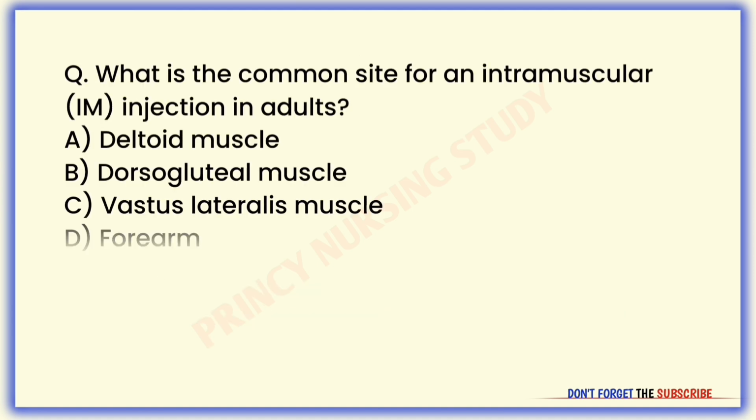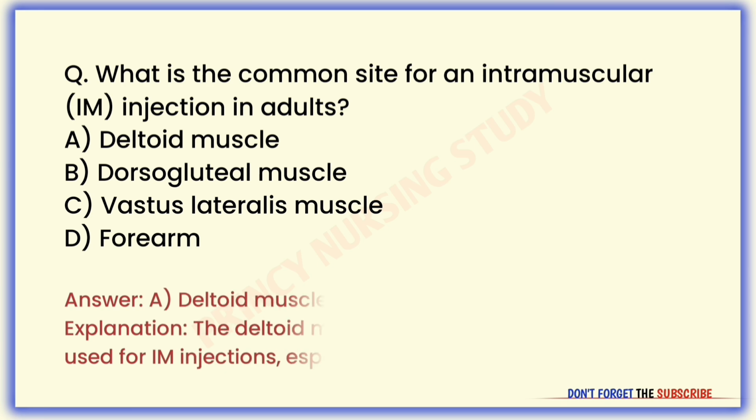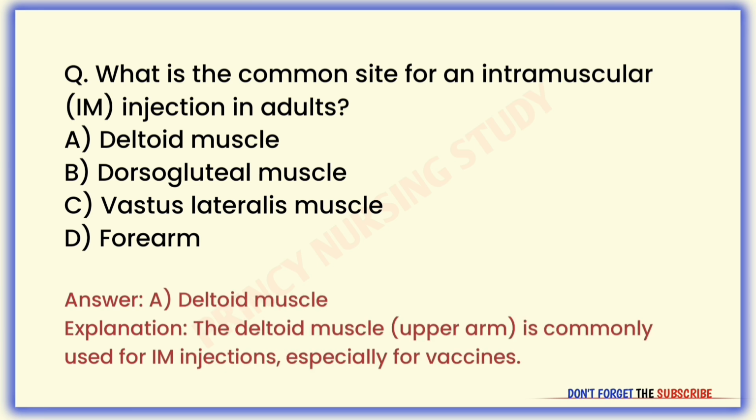Next question. What is the common site for an intramuscular, IM, injection in adults? Correct answer is A. Deltoid muscle. The deltoid muscle in the upper arm is commonly used for IM injections, especially for vaccines.